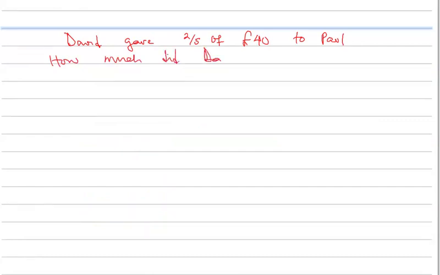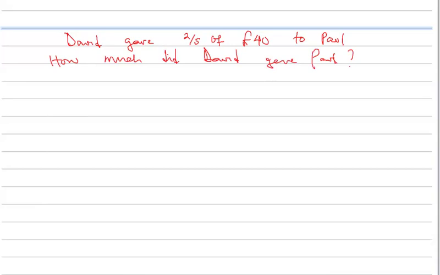I wrote something on the board initially: David gave 2/5 of £40 to Paul. How much did David give Paul?